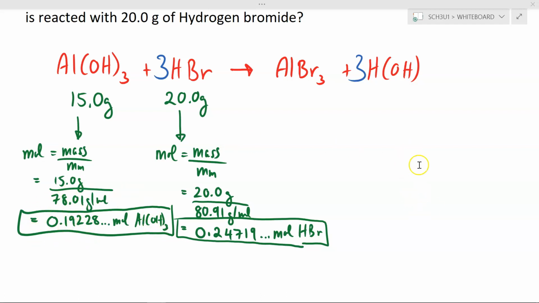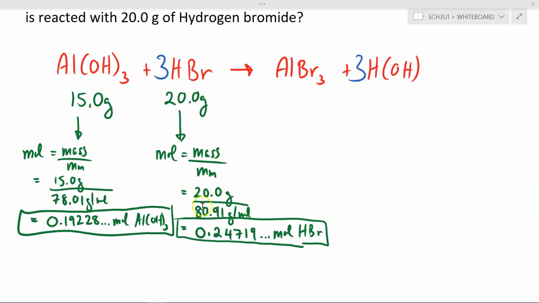Only round your final answer. Don't try to round inside the actual calculations, otherwise the error will be magnified throughout. But as I mentioned before, usually 4, 5, or 6 significant figures is good enough for you. I'm going to do the exact same thing for the hydrogen bromide. Mass is 20 grams, molar mass of HBr is 80.91 grams per mole.